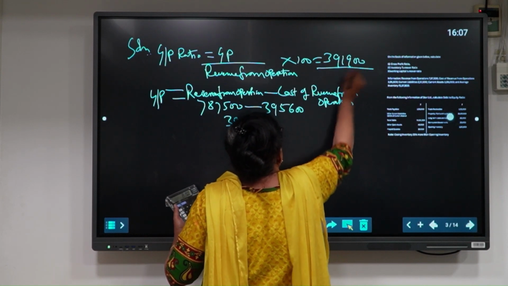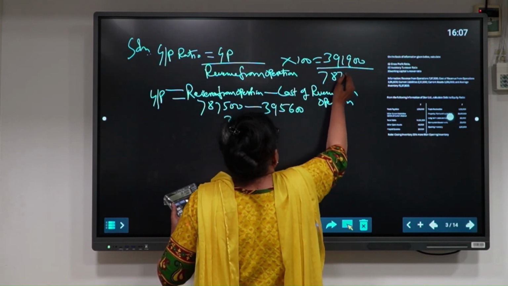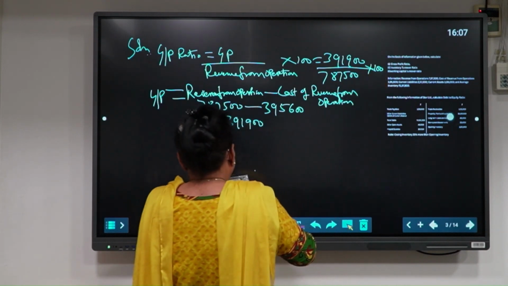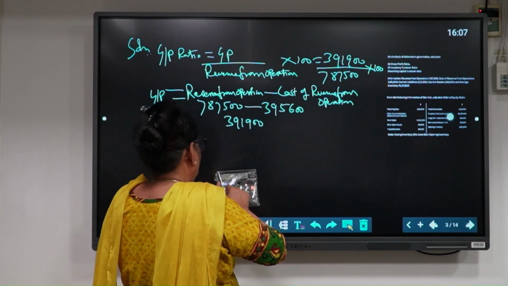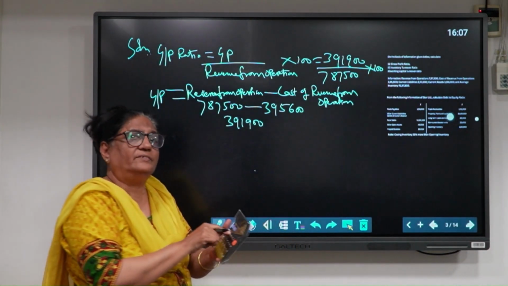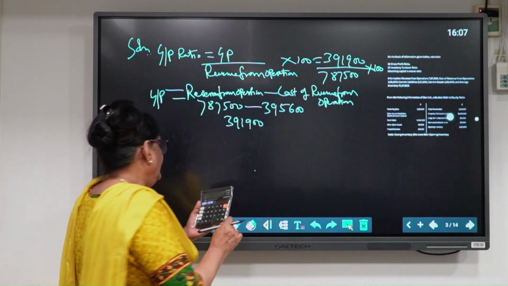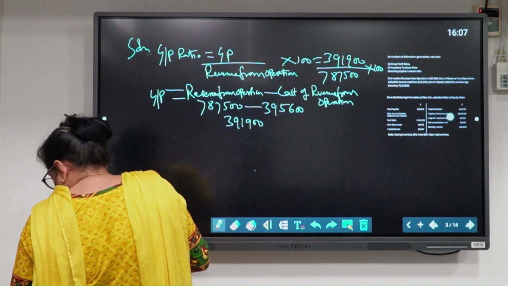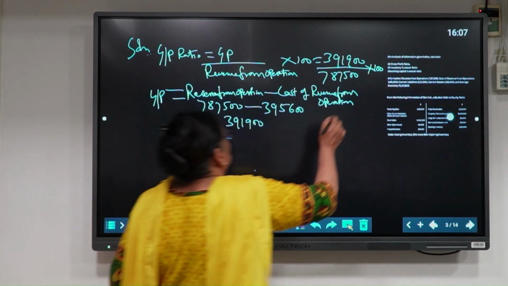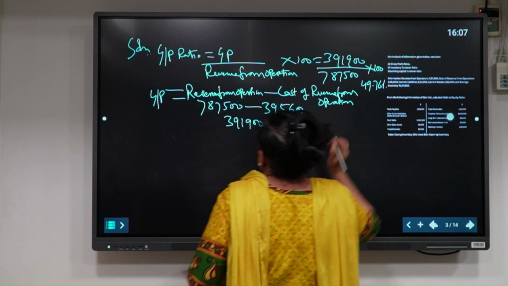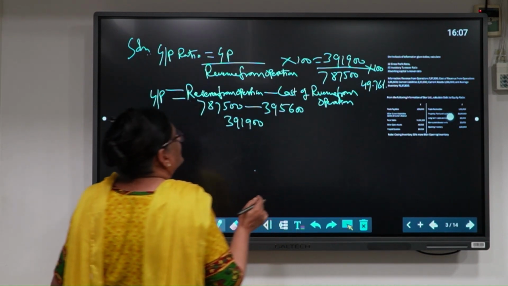Can we just put it in this substitution? 3,91,900 divided by 7,87,500 into 100. What's the percentage? You get 49.76%. Over, understood the gross profit ratio.